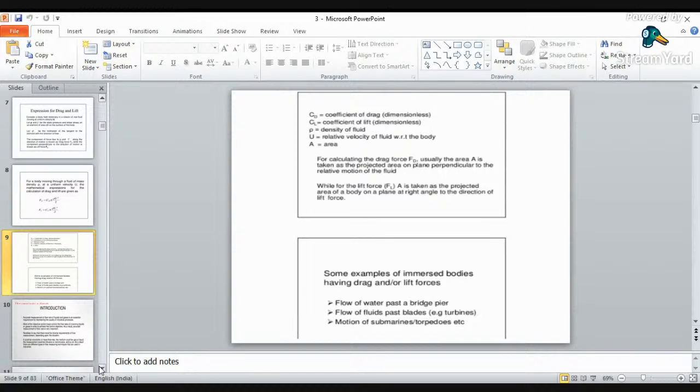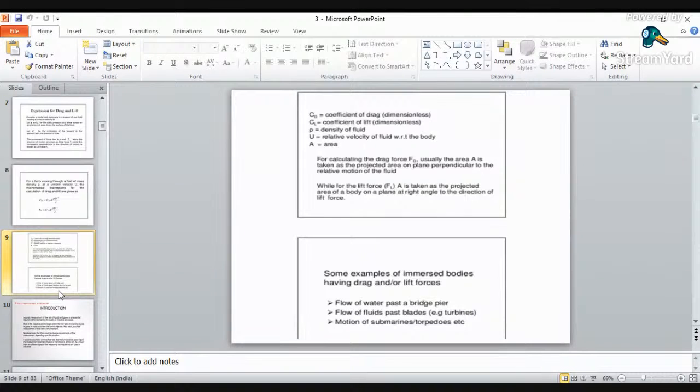Then what examples can we see? One example we have seen is the body in water, that is, the submerged marine vehicle. Then there can be an aeroplane in the air, or fluid exerting force on the blades of a turbine. The turbine is again one of the examples of a submerged body. Now see, drag and lift forces exert on a submerged body.